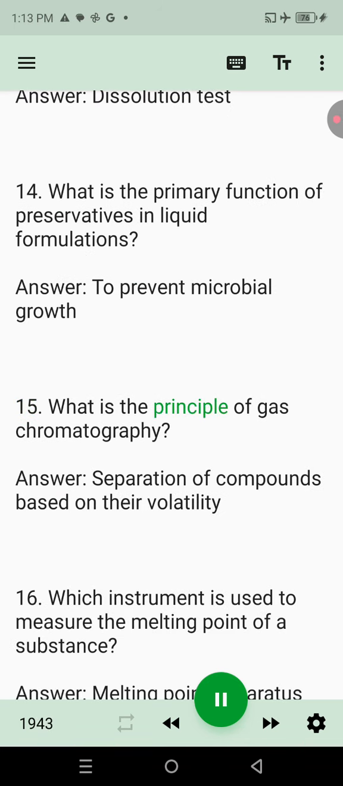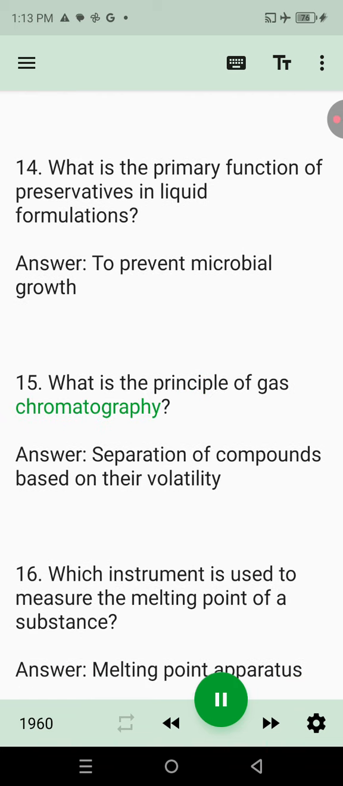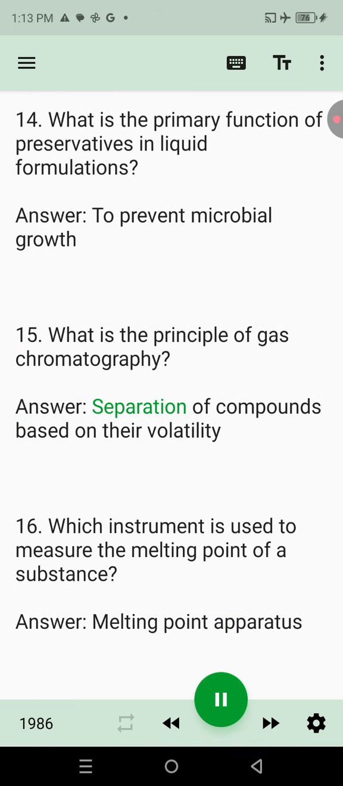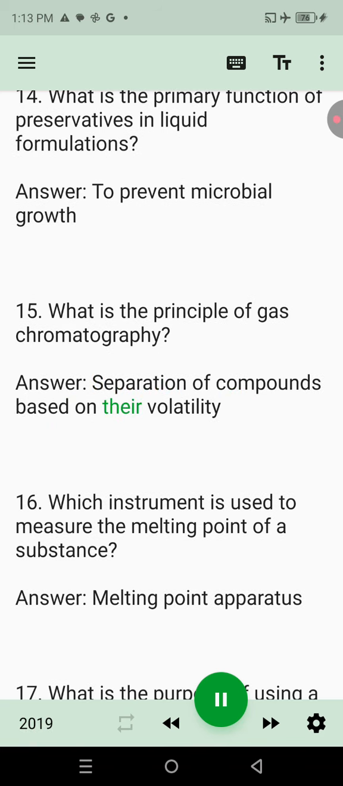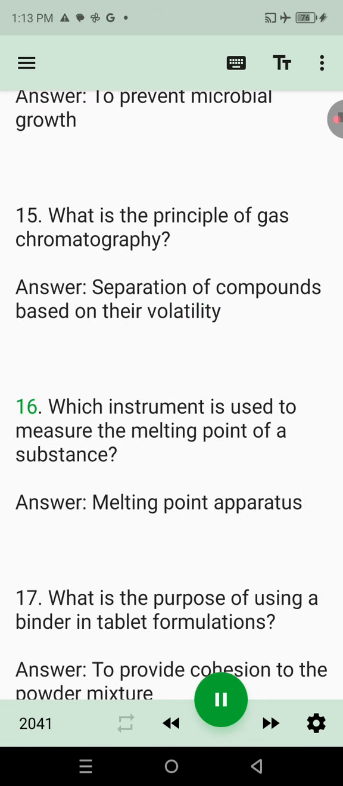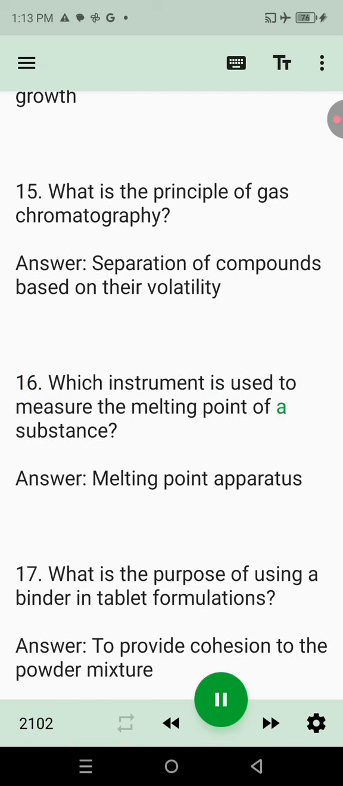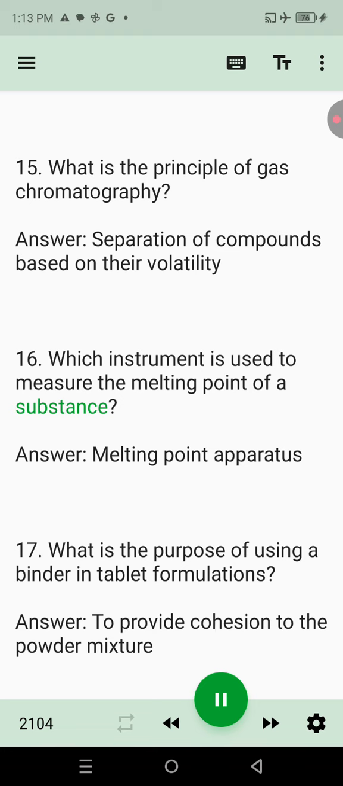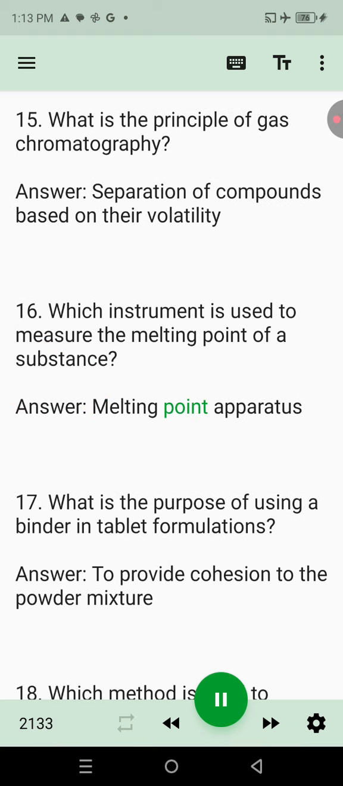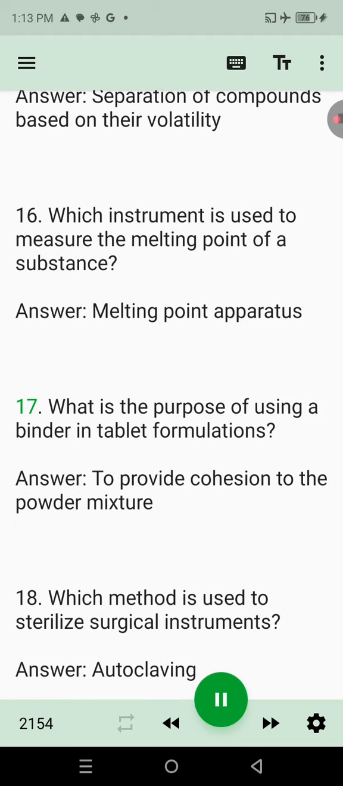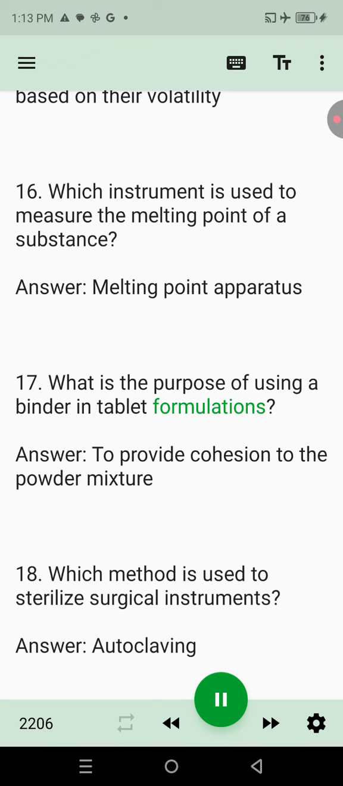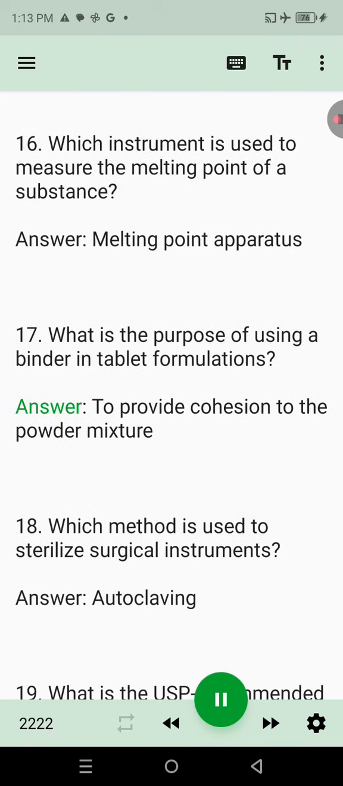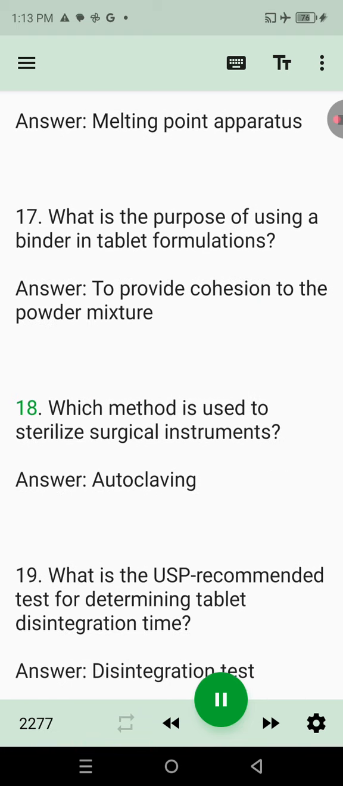15. What is the principle of gas chromatography? Answer: separation of compounds based on their volatility. 16. Which instrument is used to measure the melting point of a substance? Answer: melting point apparatus. 17. What is the purpose of using a binder in tablet formulations? Answer: to provide cohesion to the powder mixture.